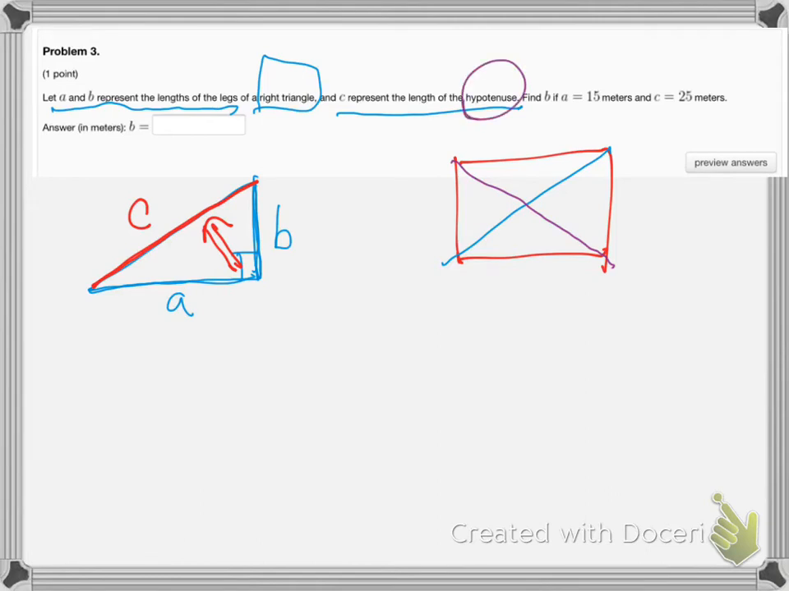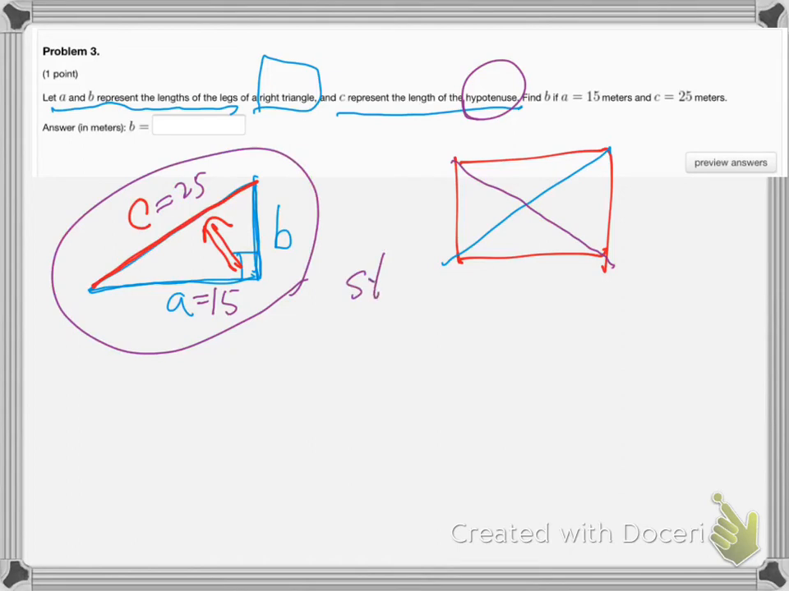For this particular question, we know A is 15, so this is 15. B is 25, so this is 25. We want to find C. C is 25, so the hypotenuse is 25. We want to find B. So step 1, you draw the picture. Draw the right triangle.